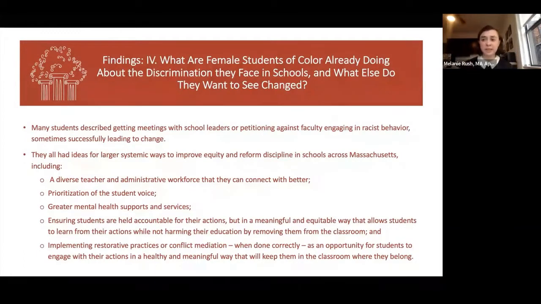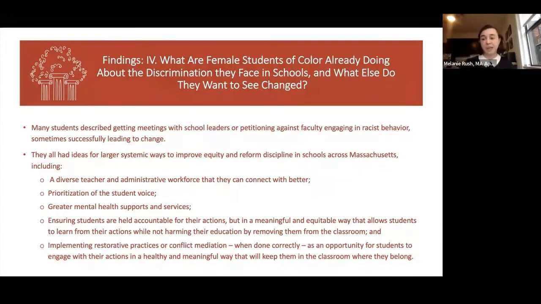Some of the things they asked for directly are reflected in the recommendations of our report, which you can review in both the executive summary and the recommendation section. First, a diverse teacher and administrative workforce that students can connect with better. We talked about that a little before, but students are explicitly looking for that, especially because there are such huge disparities in Massachusetts around that. Second, prioritization of student voice. A lot of students asked for listening sessions, forums, or student initiatives where they could talk directly to the administration about what they're seeing, and they felt there weren't opportunities to do that at the systemic level.